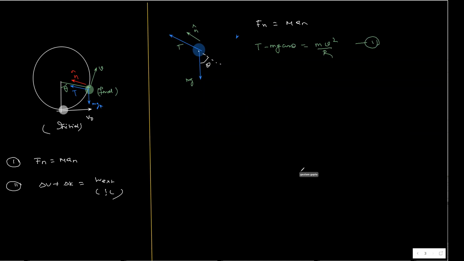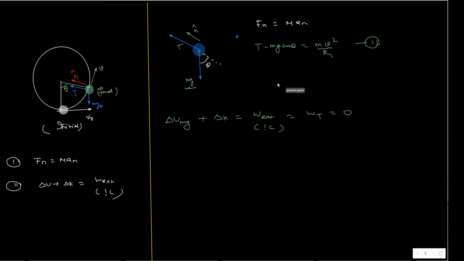Now the second equation: delta U plus delta K is equal to work done by external forces. Delta U is for mg, which is a conservative force, so we will not consider it on the right side. Other than that, there is the tension force, but I know that work done by tension is 0 here. So the right hand side will be 0.